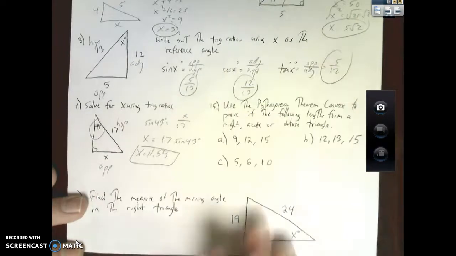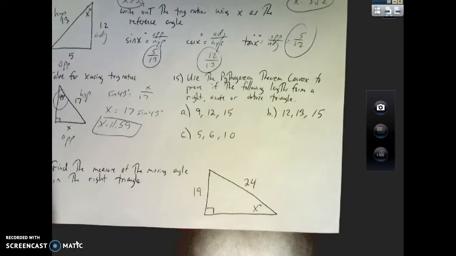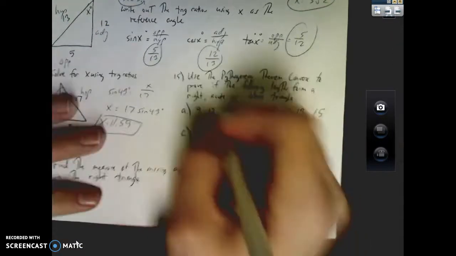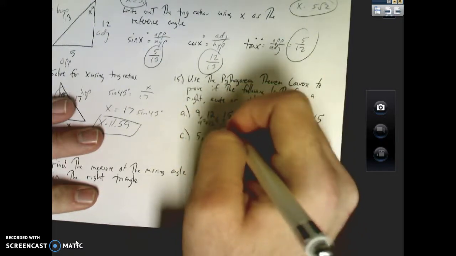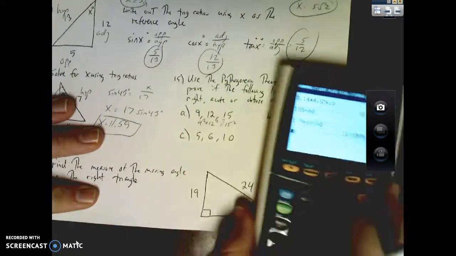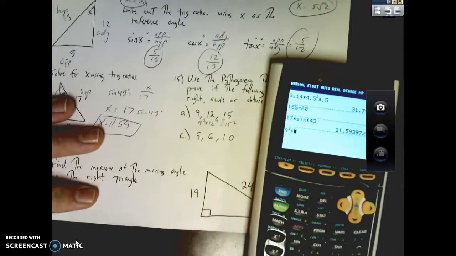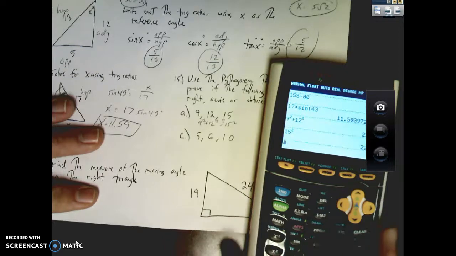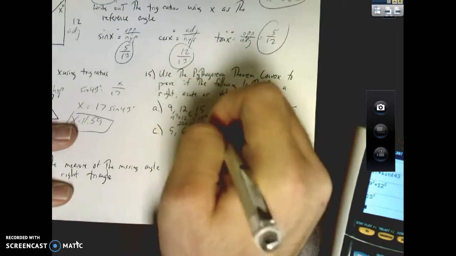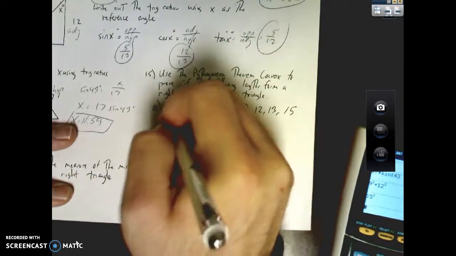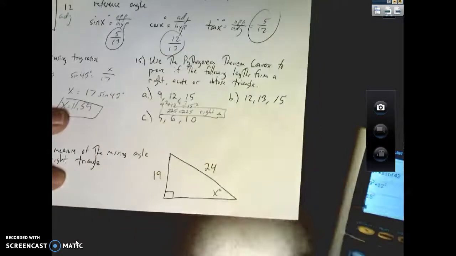Use the converse of the Pythagorean theorem to prove whether the following lengths form a right, acute, or obtuse triangle. So we're doing 9 squared plus 12 squared, see if it equals 15 squared. Okay, so 9 squared plus 12 squared, and then 15 squared is 225, equals 225. That's a right triangle if they equal each other.